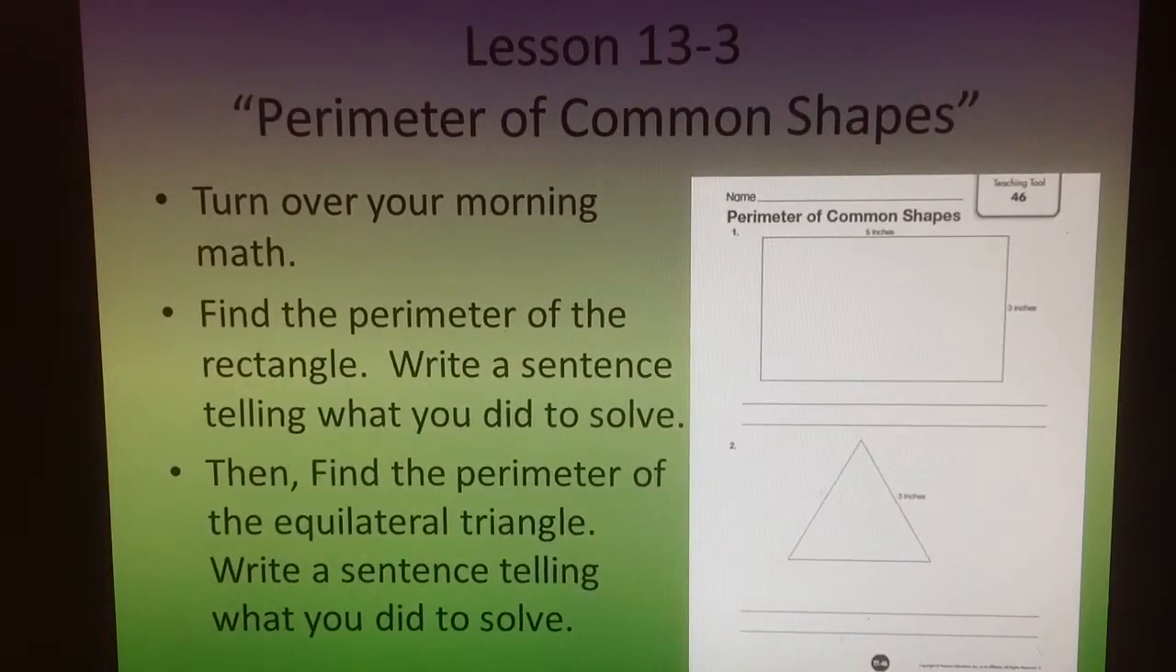So on our paper today, we saw the rectangle with a length of 5 inches by 3 inches. And we thought about how we had to add those twice to get the full perimeter. And then we saw an equilateral triangle. We knew all 3 sides were the same length, and we knew each side was 3 inches. So we had to multiply 3 times 3 to find the perimeter of the equilateral triangle.